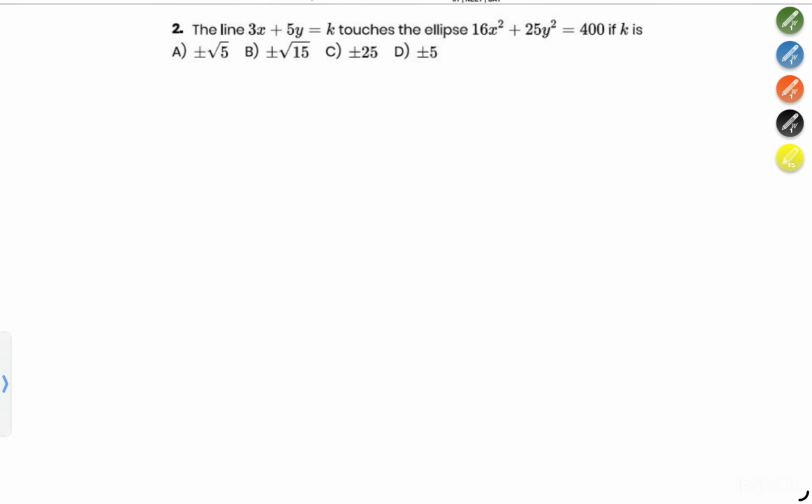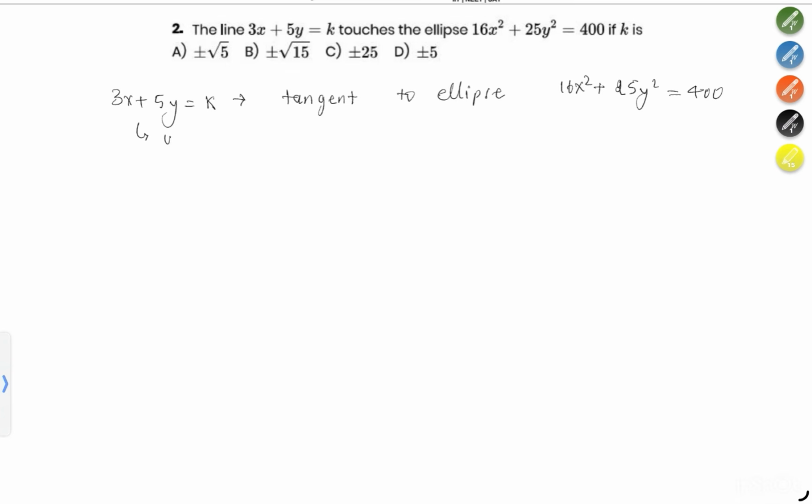Question number 2. They have given that the line 3x plus 5y equal to k touches the ellipse, and the equation of the ellipse is 16x square plus 25y square equal to 400. So I can say this line is going to be a tangent to the ellipse. Then only we can say it is going to touch the ellipse, no other case.